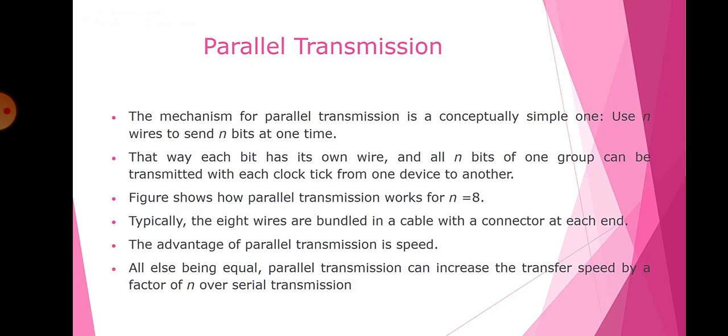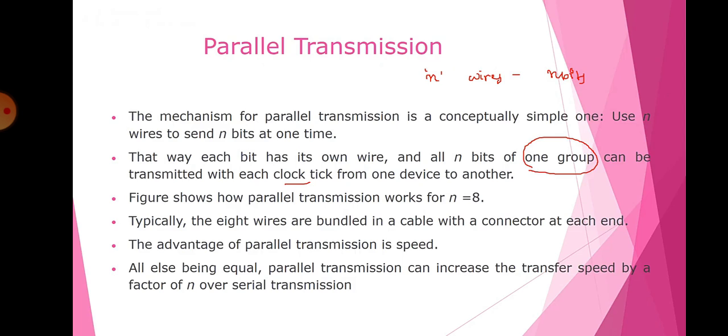In the case of parallel transmission, we can transmit a group of n bits together. That means we can use n different wires to transmit n bits. The mechanism for parallel transmission is very simple, in which we make use of n wires to transmit n bits. That way each bit has its own wire and all n bits of one group can be transmitted with one clock tick from one device to the other.